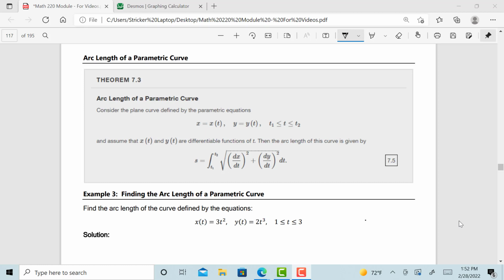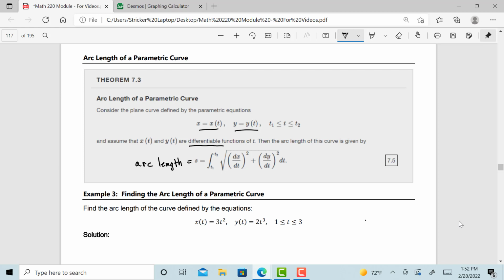Okay, this video is going to be covering the rest of section 7.2. We're going to discuss the idea of arc length for a parametrically defined curve. So if we have a curve that is defined by parametric equations, x of t and y of t, like we've been considering, we can find the arc length as long as both x and y are differentiable, meaning you can take their derivative. And the way we find the arc length is with the following integral.